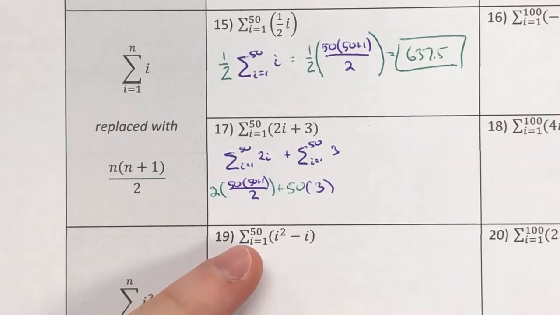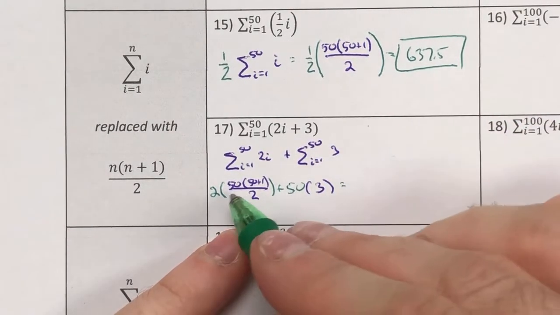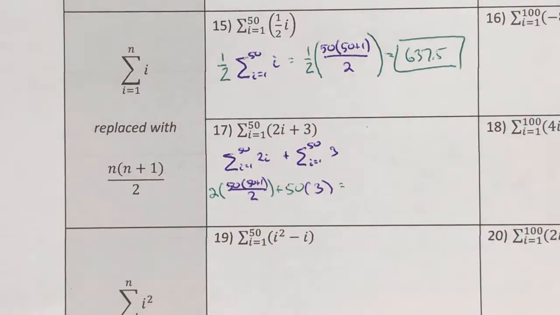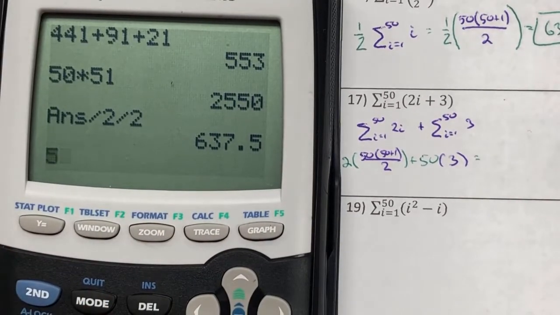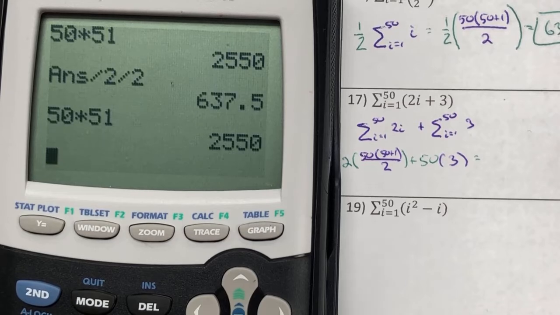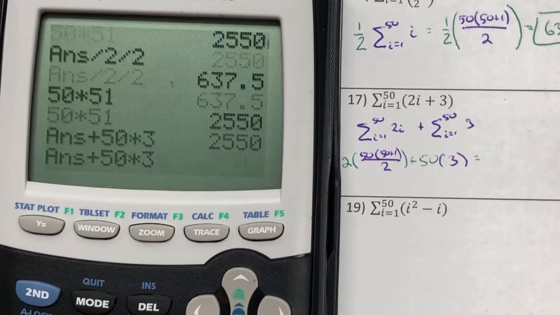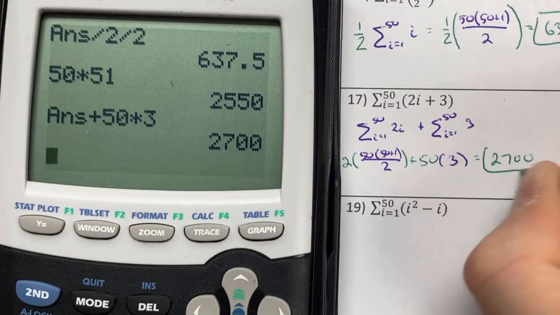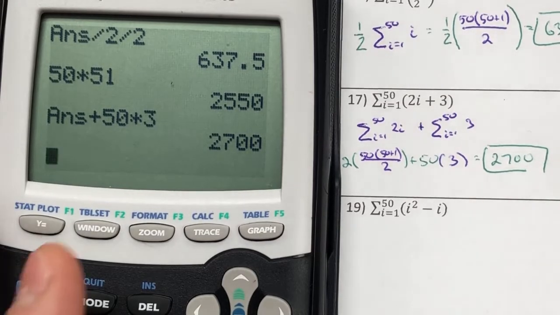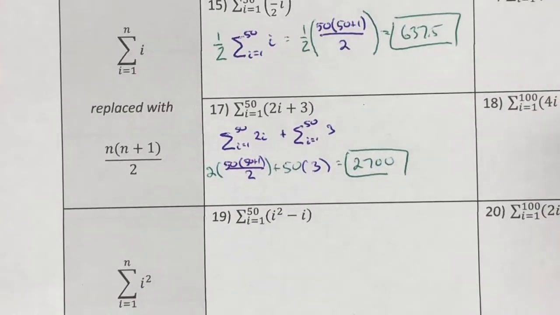Okay. So this will give us, let's see, 50 times 51 plus 50 times 3. Gives me that. 50 times 3 is 150. Is 2,700. Oh. And so hopefully you did well.